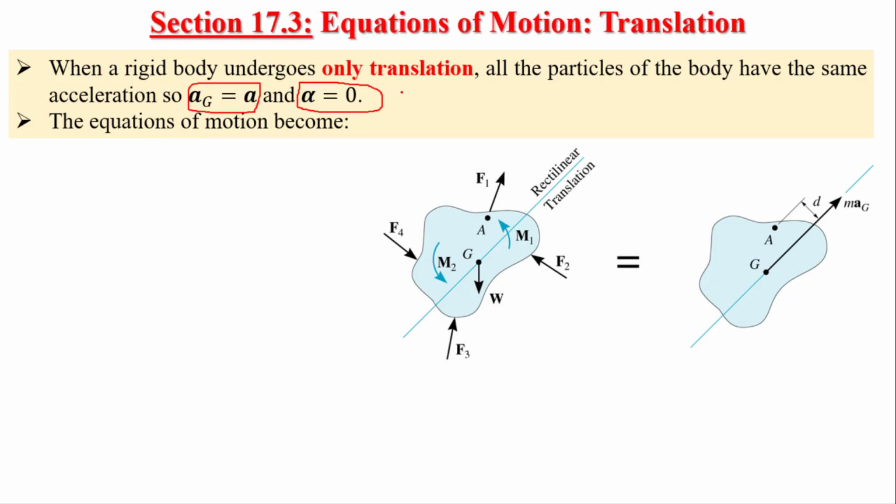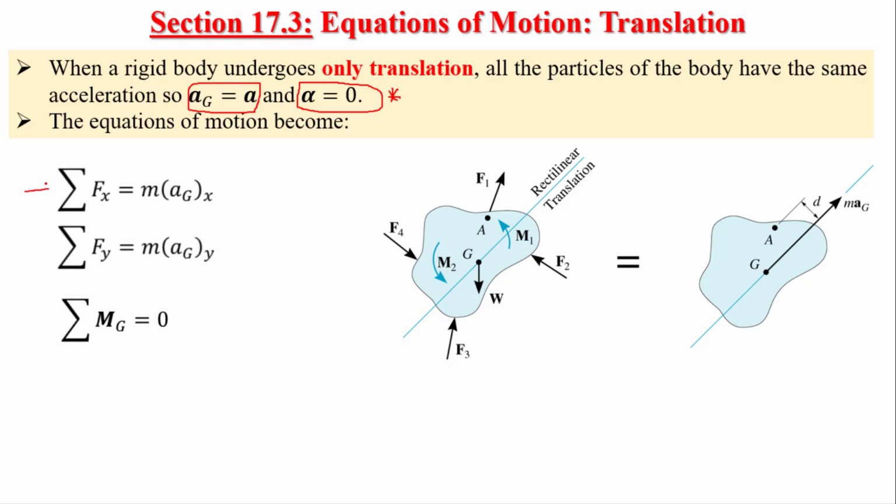So what is the effect of this fact on the three equations of motion? Can anybody tell? The equations of translation remain as is, and the only change is with this equation: the summation of moment around the centroid is equal to 0. Why equal to 0? Because we don't have any rotation.